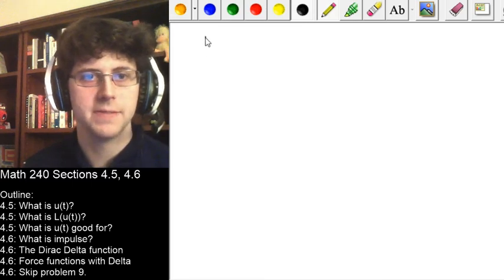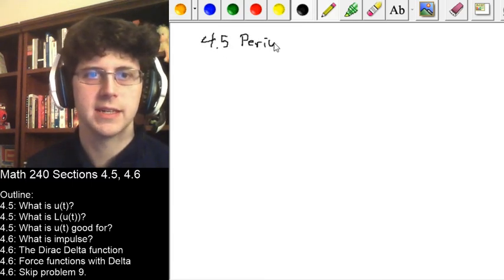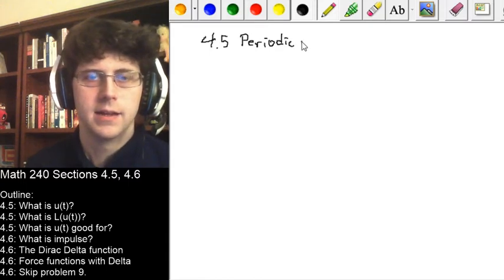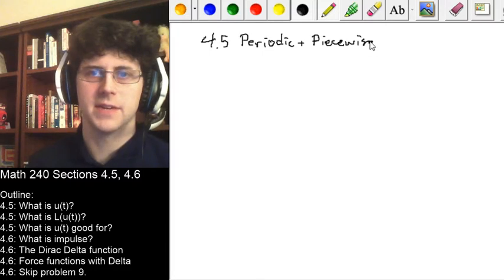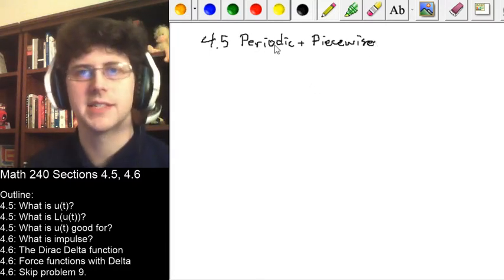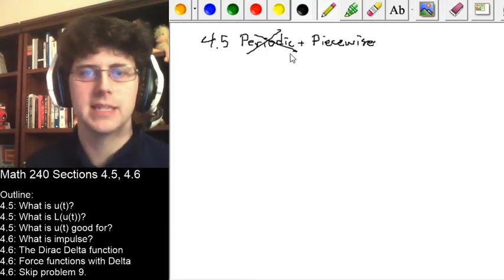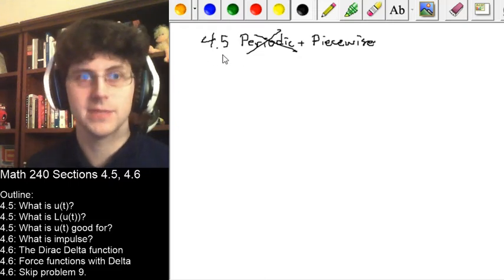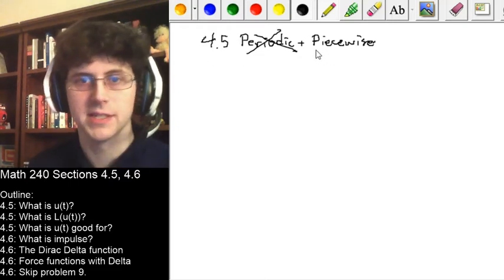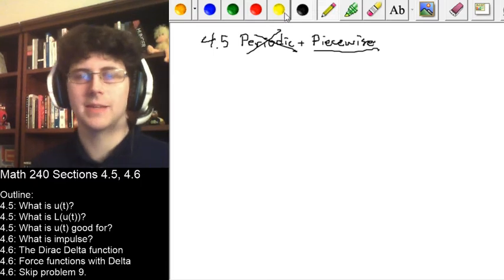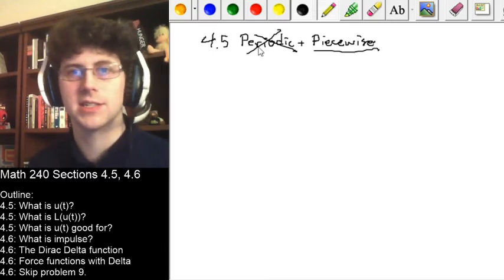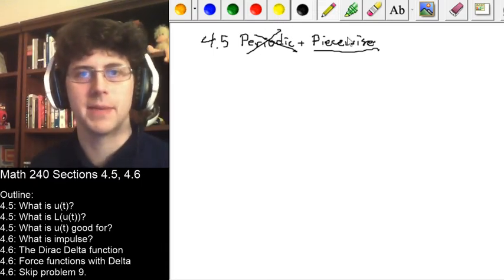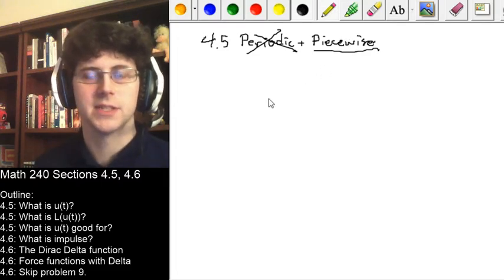So 4.5 is about periodic and piecewise functions. We are mainly interested in piecewise functions. We're not very interested in periodic functions. They're kind of cool, but the main thing we need to survive section 4.6, which is the big payoff, is piecewise functions. So all the homework problems only talk about the piecewise functions. If you look in the section, there's a lot of stuff going on. We're just going to skip that part. We're doing the good part, piecewise functions.